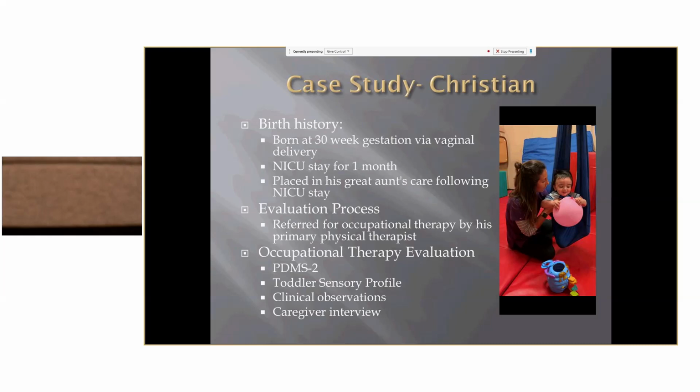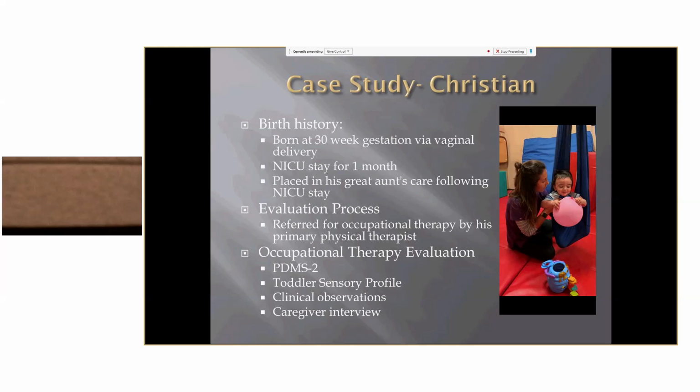Before we get into that, I'll give you the birth history. He was born at 30 weeks gestation via vaginal delivery. He did have a NICU stay for 1 month. And when he was born, they had found cocaine and opioids in his system. He was placed in his great aunt's care following the NICU stay, and she is the one that brings him and participates in all his sessions, and she is the primary caregiver.